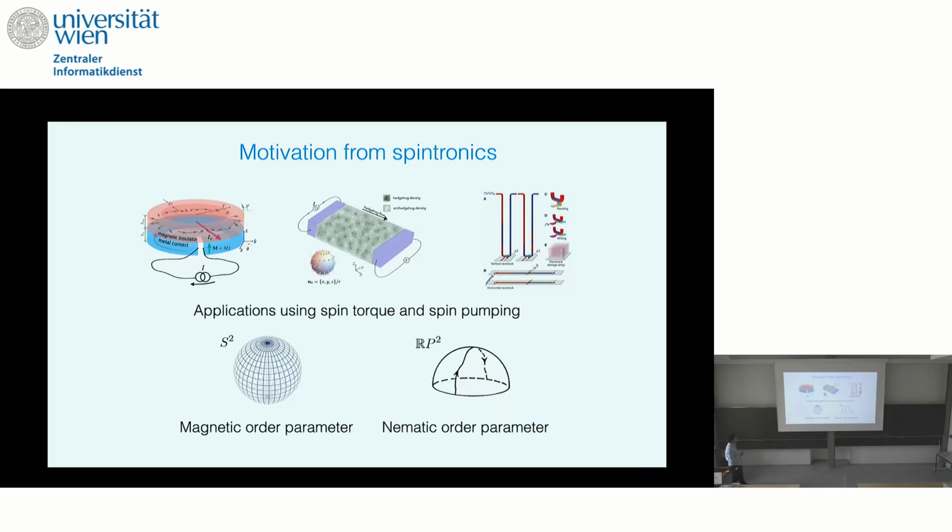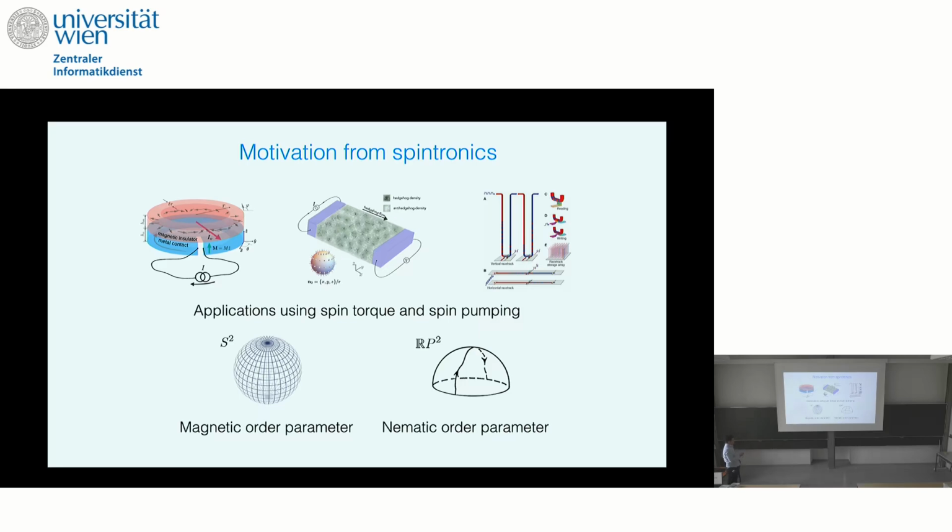Here we had an inspiration from spintronics. Spintronics is basically the field where you manipulate the quantum mechanical spin for electronic applications. There are two main driving forces behind this field, namely the concepts of spin torque and spin pumping. Spin torque means that if you drive an electric current through a magnetic texture, it will lead to movement of the texture. And spin pumping is that if you move a magnetic texture, you can drive electrons.